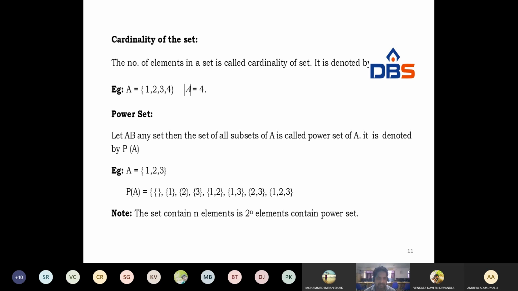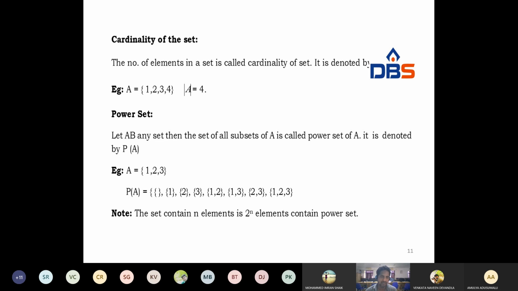Next, power set. Let A be any set, then the set of all subsets of A is called the power set of A. Okay? For example, we take A, and we take the elements in A, and we form all the different types of subsets from those elements. What do we call that? We call it the power set. Let A be any set, then the set of all subsets of A is called the power set of A. It is denoted by P of A. Okay? P of A.